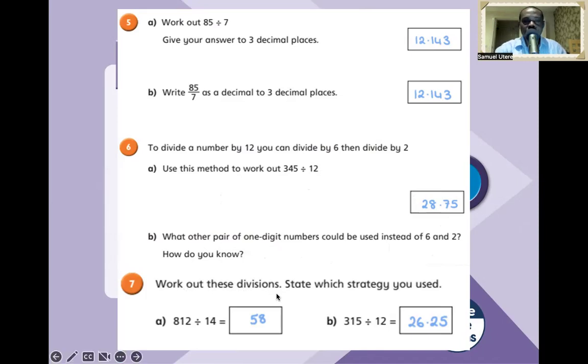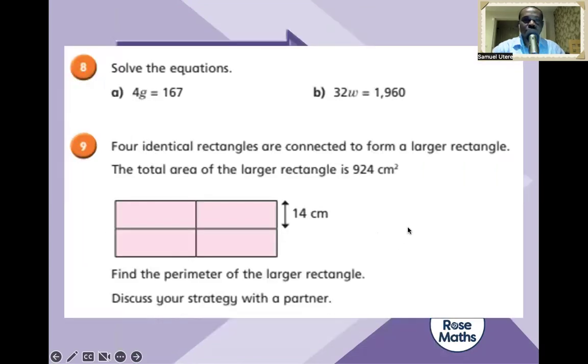Then work out these divisions, state which strategy you used. So this one, someone could do divide by 7 and then divide by 2. Here, someone could do divide by 3 and then divide by 4, or divide by 2 and then divide by 6. Okay. Pause the video and answer questions 8 and 9 in 3 minutes.